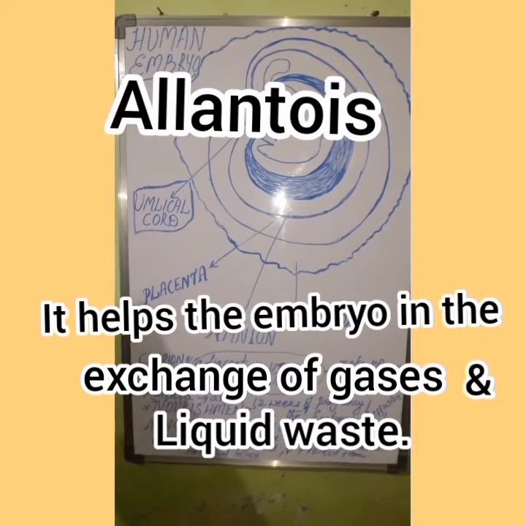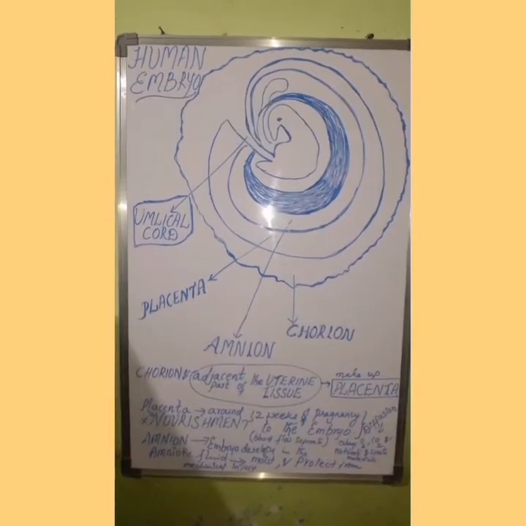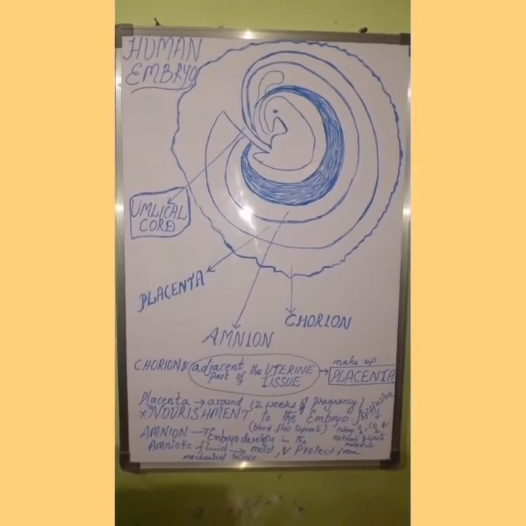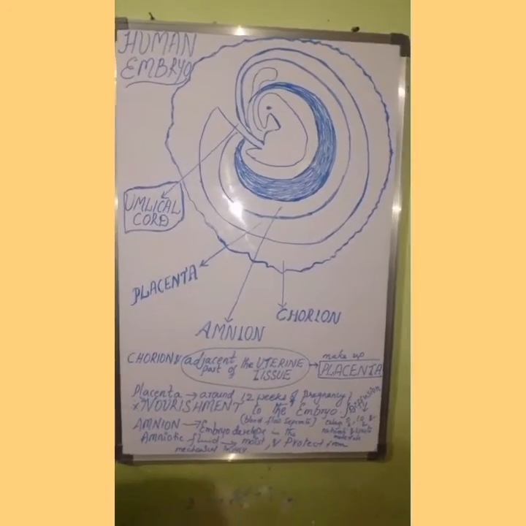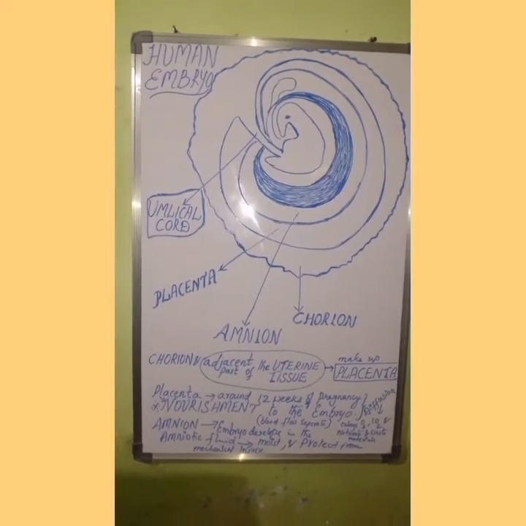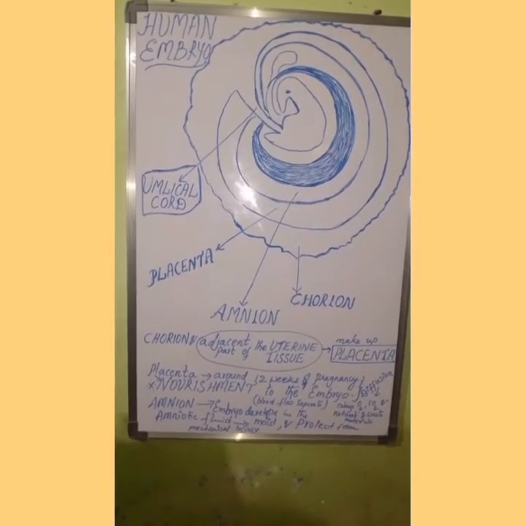There is another membrane called the allantois. Now let's study about the yolk sac. The yolk sac encloses a fluid-filled cavity. It has no specific function in placental mammals.